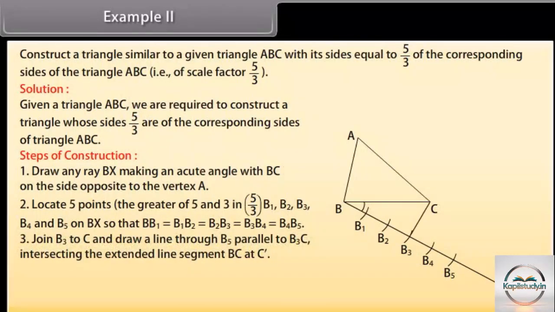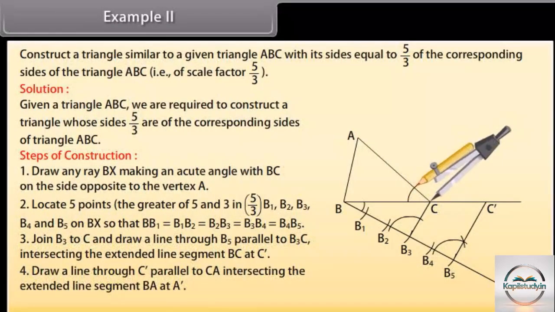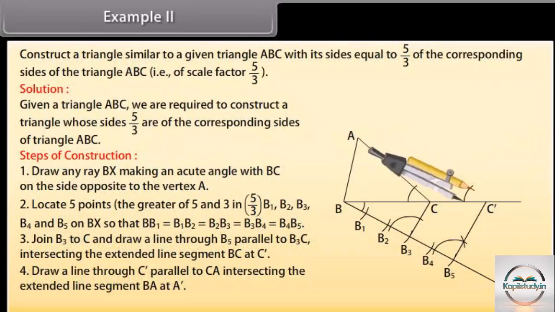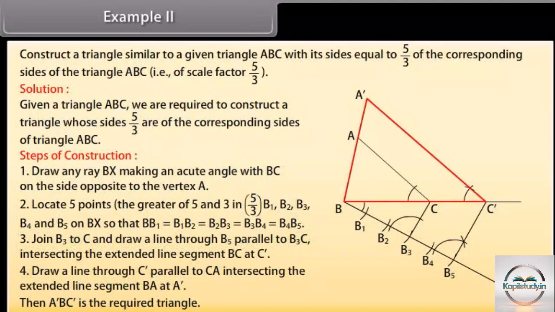Join B3, the third point, 3 being smaller of 3 and 5 in 5/3, to C, and draw a line through B5 parallel to B3C, intersecting the extended line segment BC at C'. Draw a line through C' parallel to CA, intersecting the extended line segment BA at A'. Then A'BC' is the required triangle.